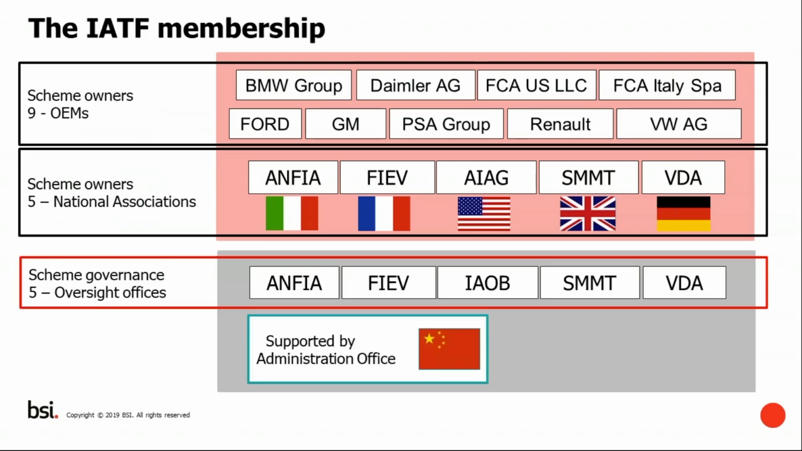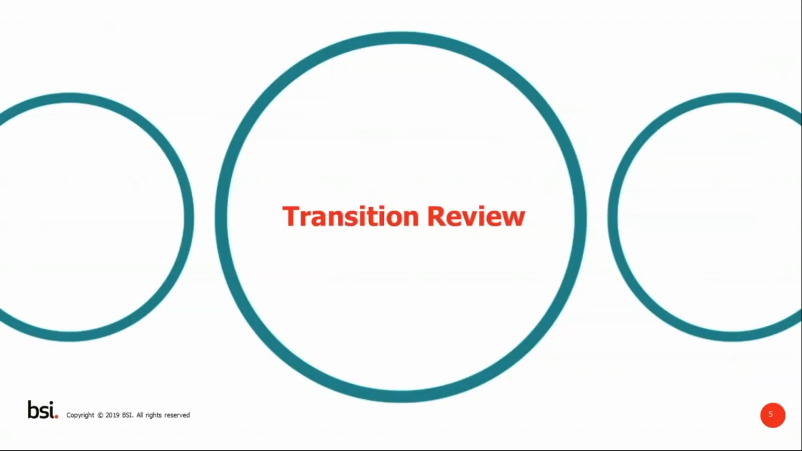Firstly, let's have a look at and reconfirm the IATF membership. As we've seen for many years now, the IATF membership stays the same. Effectively, the 9 OEM members, the 9 vehicle manufacturers, the 5 national associations, and then the governance of the scheme from an oversight point of view in the 5 oversight offices, which are supported heavily by the administration office in China, which was opened in Beijing in 2006. So maybe we'll see membership change in the next 12 to 18 months.